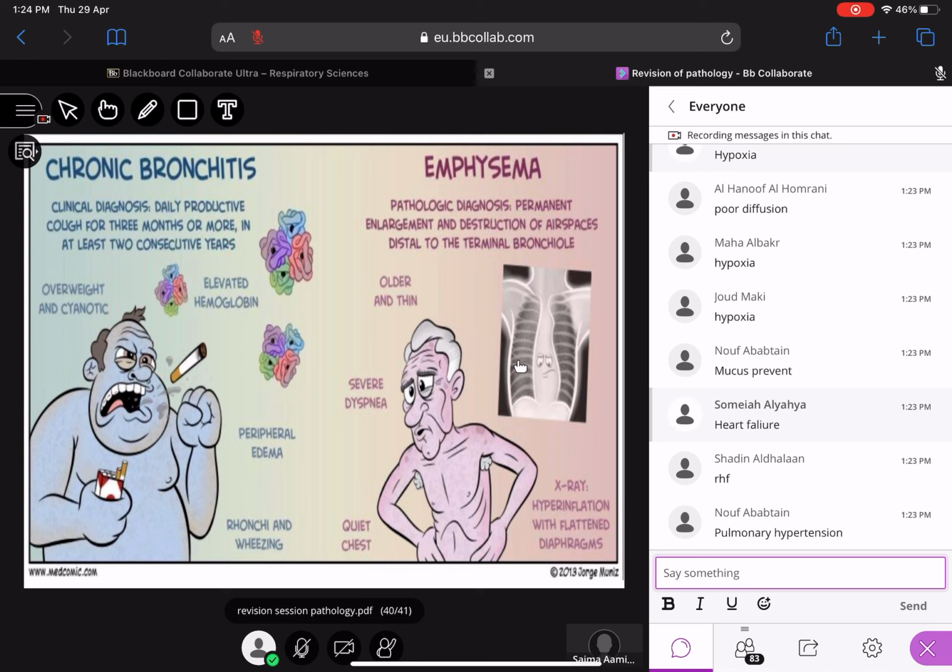In emphysema, we have already seen the features. Both of them can have barrel-shaped chest. Look at this guy, pursed lips, using accessory muscles, cachectic, and X-ray will show hyperinflation of the lungs. Okay, and here the X-ray might show cardiomegaly because of the element of heart failure.